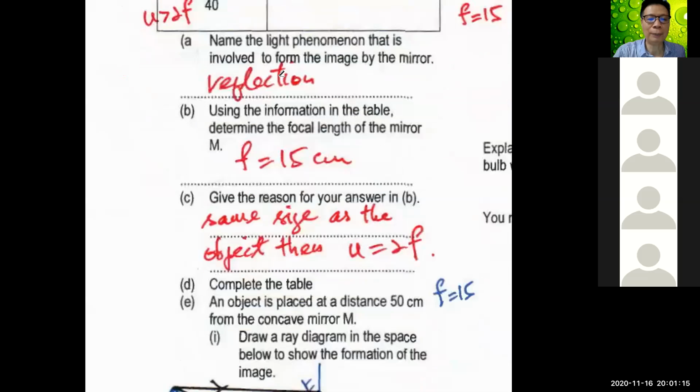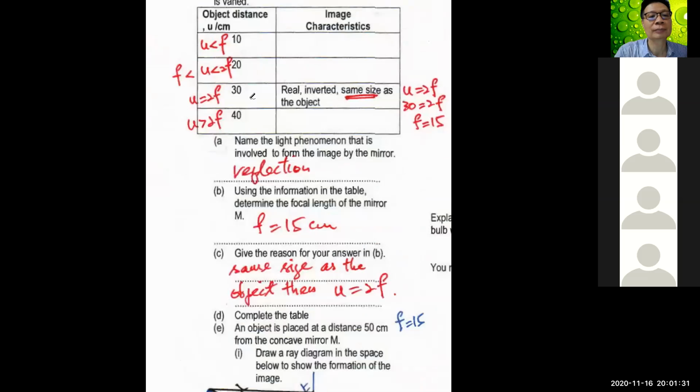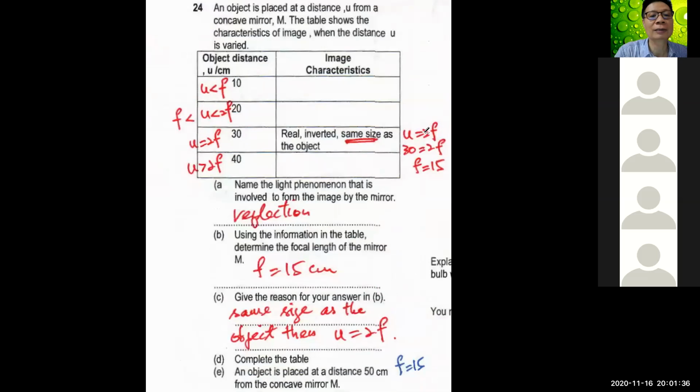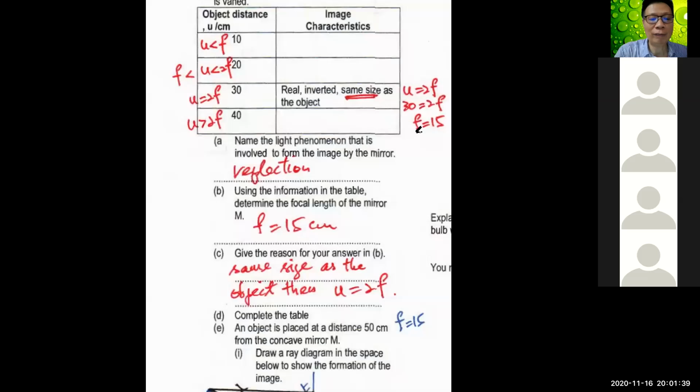Okay, next one, the table is completed already. The final one asks you to draw the object placed at a distance of 50 cm from concave mirror M. M is which one? M is the one with focal length 15 cm, correct or not? Now, object placed at 50 cm. So how do you draw it? So you do like this now.